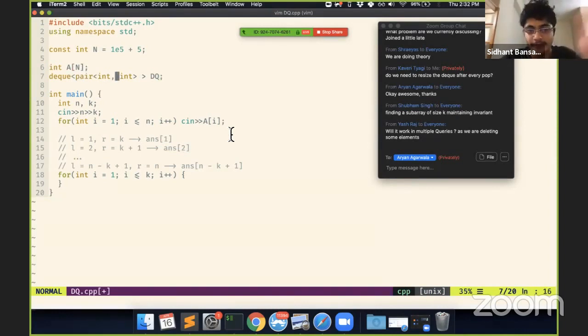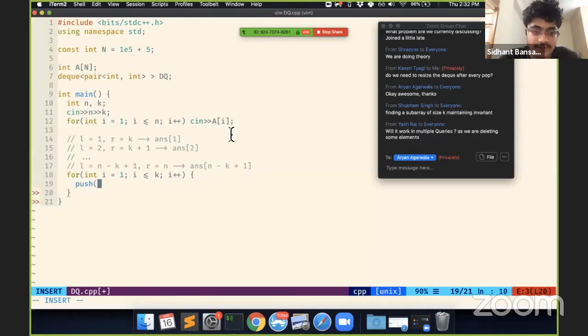The idea of the pair was that in the second element of the pair, we want to keep the index. What index does that element have? So we'll have some function like push, let's say, and we're just pushing in, let's say that's it. That's our function. Okay.